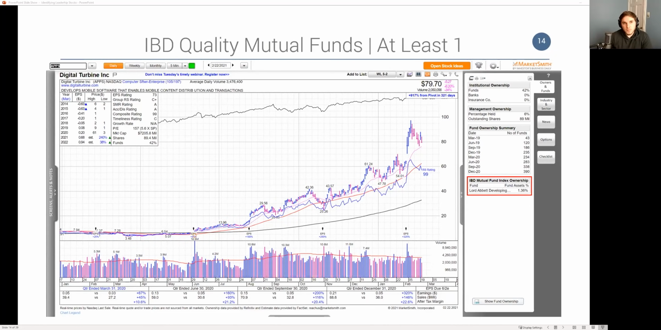Right. That's a good question. So for people who don't know, I basically download all the stocks from MarketSmith, put them in an Excel sheet, and basically assign scores for a lot of the stuff on this page.